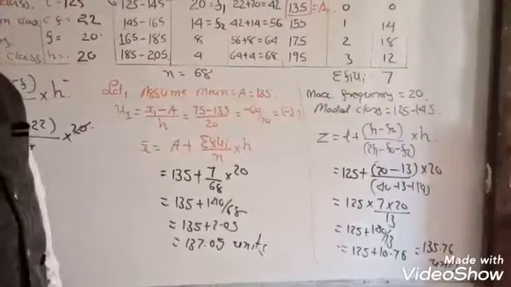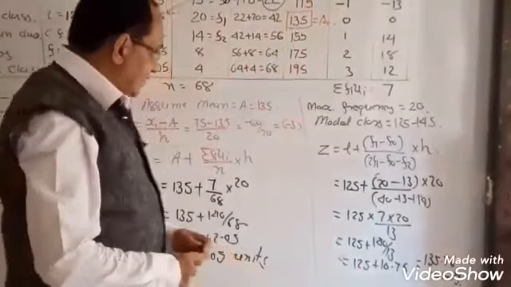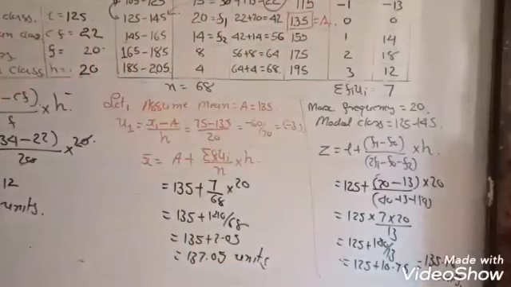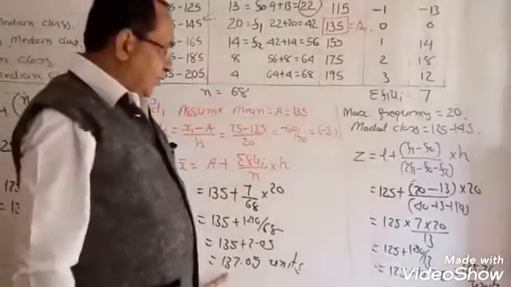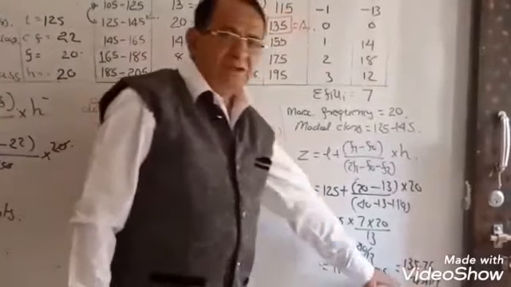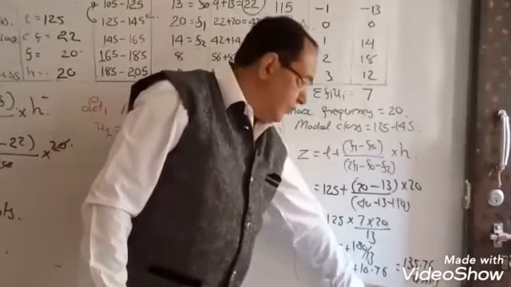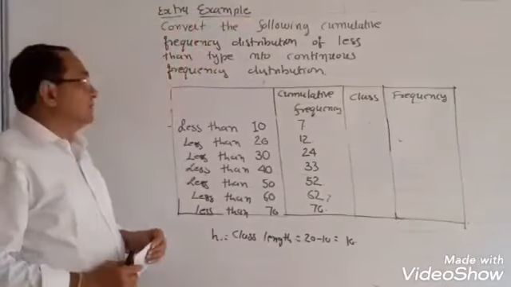So the value of mode is equal to 135.76. You will observe that all these values, 137, 137.05, 135.76, are just approximately the same. Okay, I have taken one extra example.